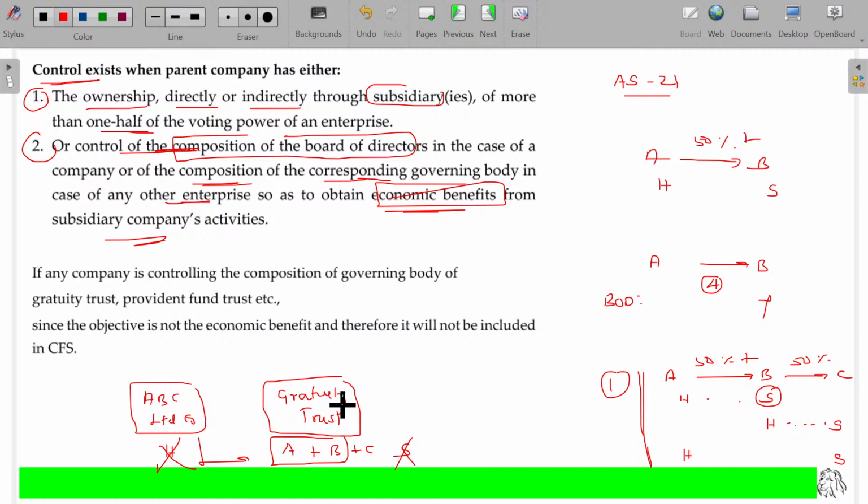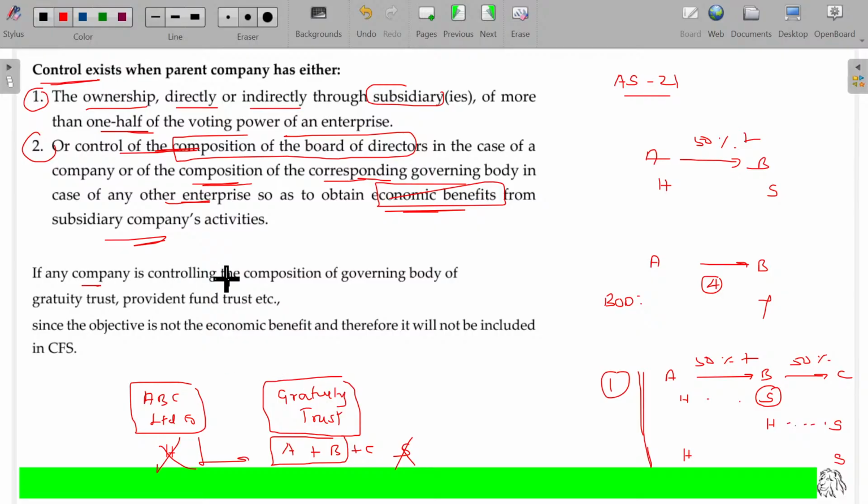I don't have the intention to make a profit. It's only for the employees' settlement at the time of retirement, safely. So I don't have any economic benefit because of holding this one. Then it is not considered under AS 23. It is not considered as an associate or subsidiary company, so it is not required to be consolidated.